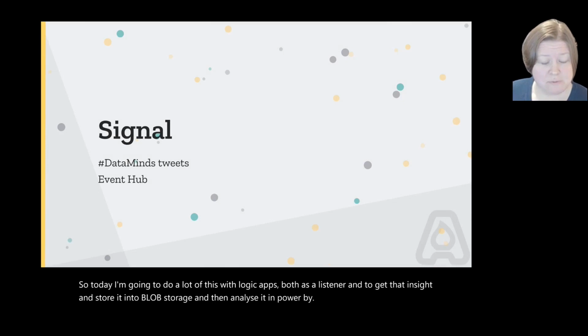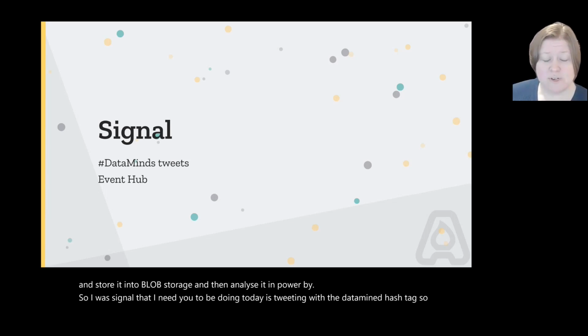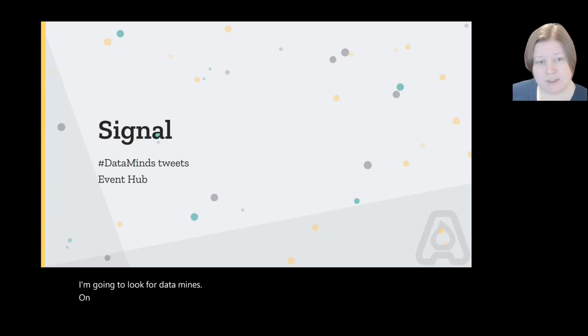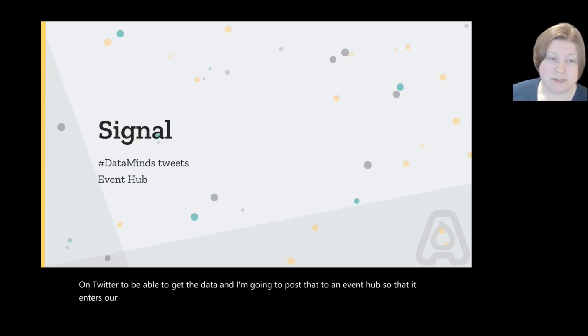So our signal that I need you to be doing today is tweeting with the Datamines hashtag. So I'm going to look for Datamines on Twitter to be able to get the data. And I'm going to post that to an event hub so that it enters our system for our real-time processing.